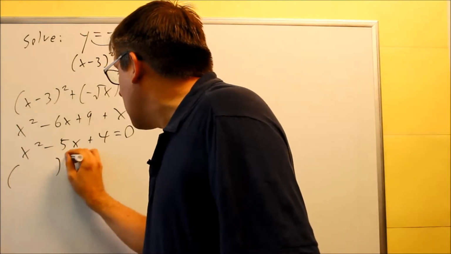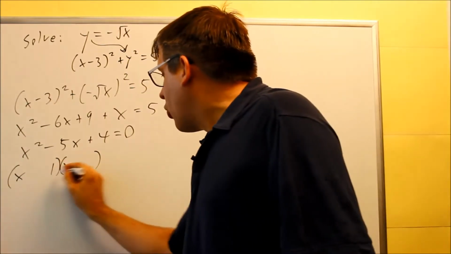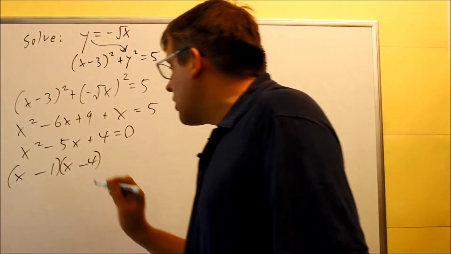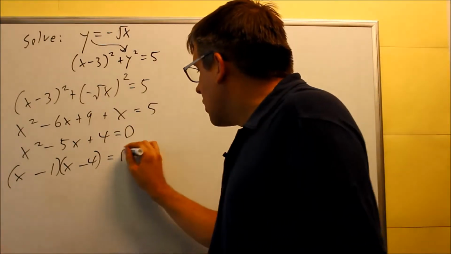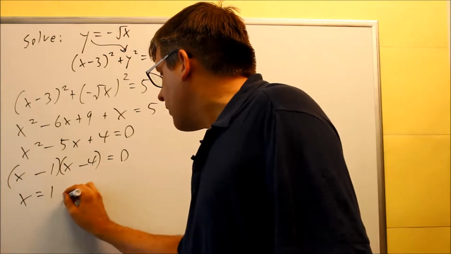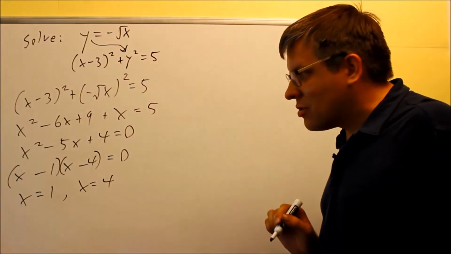Okay, so now we're going to factor it. Get x and x here. Factors of 4, 1 and 4, both of them are going to be minus because you want them to add up to negative 5. Set it equal to 0, and we get x is equal to 1 and x is equal to 4. So those are the two answers we get for x.